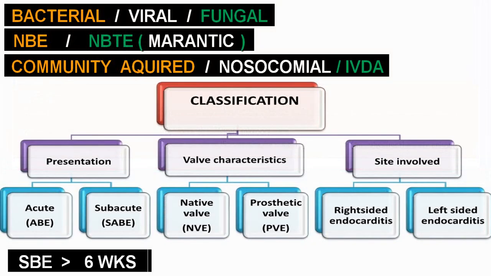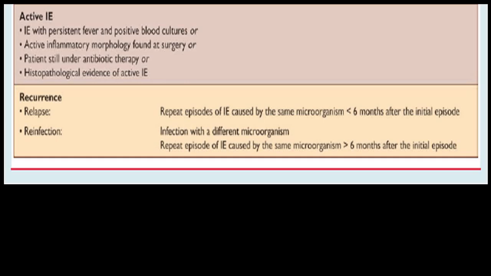Now, as far as the active is concerned, infective endocarditis with persistent fever and positive blood culture, or active inflammatory morphology found at surgery, or patient still under antibiotic therapy, and there is a histopathological evidence of active infective endocarditis. Then there was one term which was utilized, active infective endocarditis.